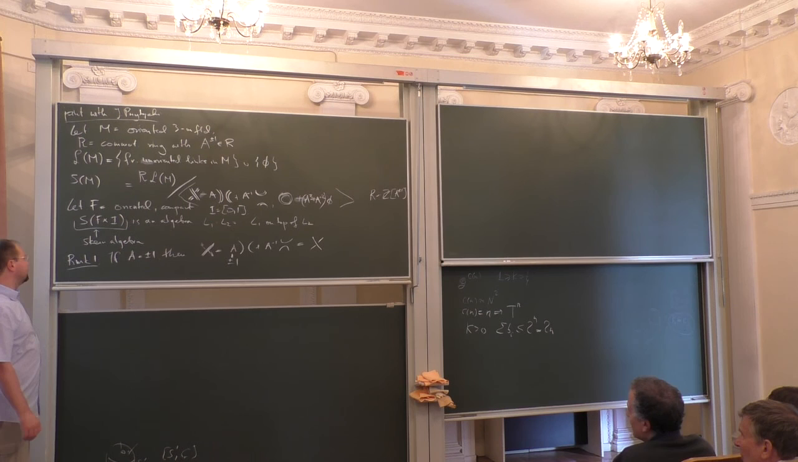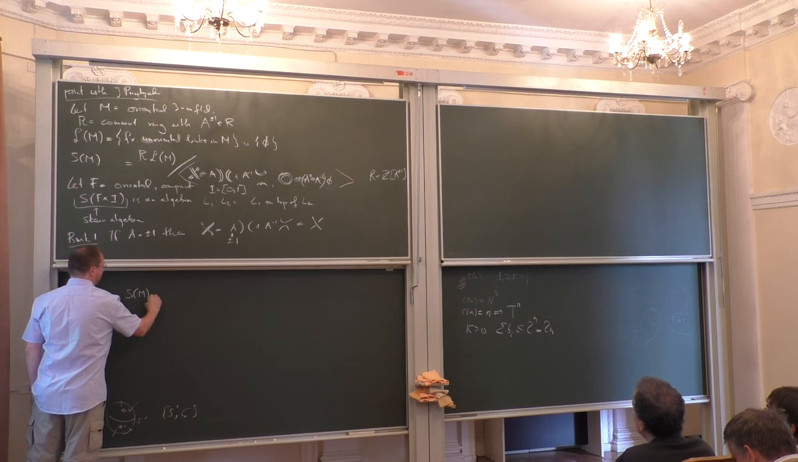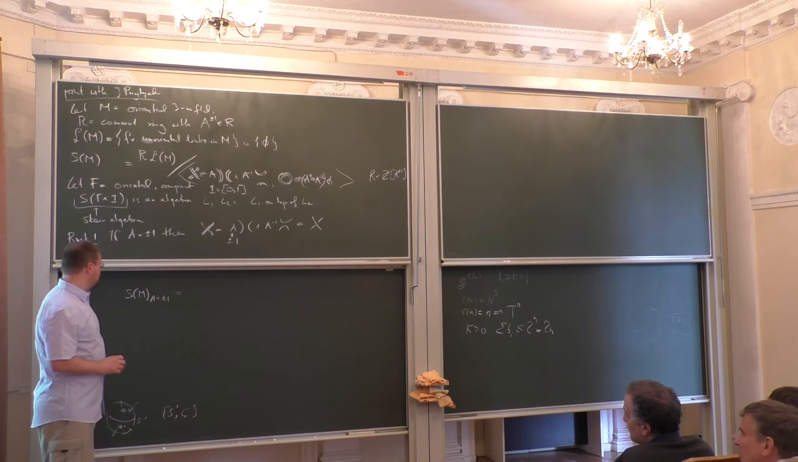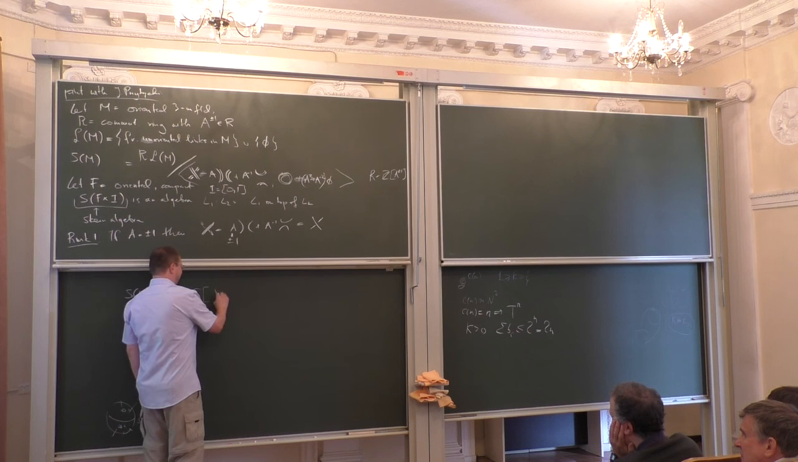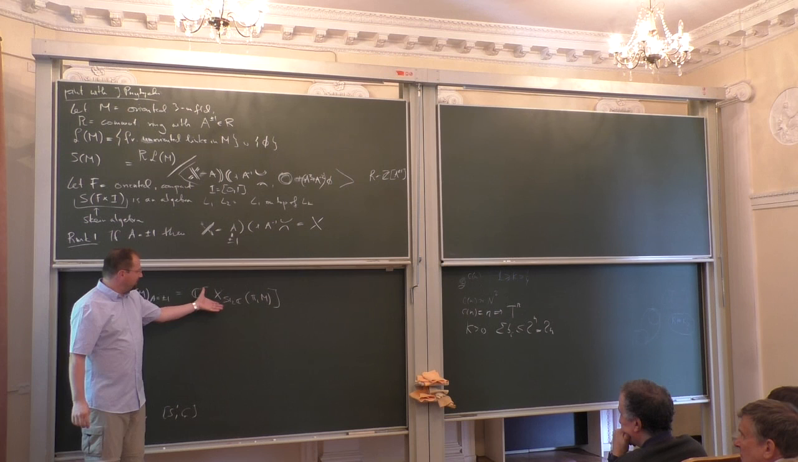And it turns out that then the skein module really depends only on the fundamental group of M. In fact, it turns out to be the coordinate ring of a certain algebraic variety. And the variety is called the SL2C character variety of pi 1 of M. And what's that? Well, this is the moduli space of representations of pi 1 of M into SL2C.